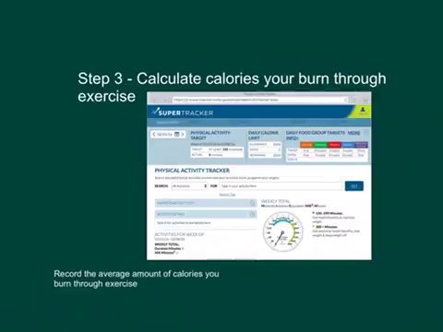Step 3 is we're going to look at how many calories you burn through exercise. Now, what you're going to find is the typical amount of exercise you get in a day. So use the SuperTracker to look at some different exercises you typically participate in and take an average of that, because obviously each day is different. So look at what you typically burn through the week and average that over the days. Make sure to record the average amount of calories you burn through exercise in your notes.